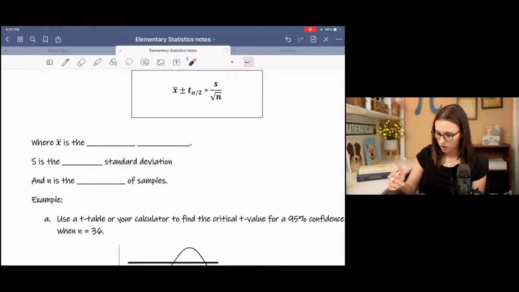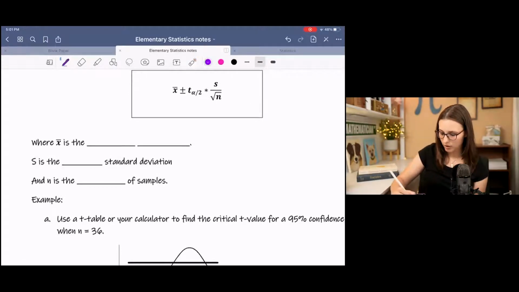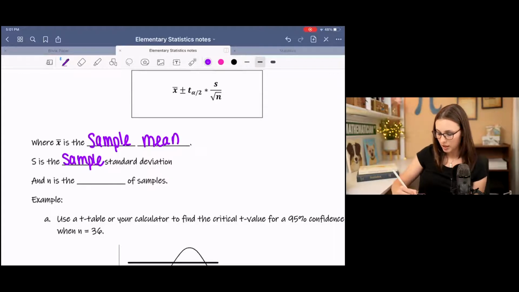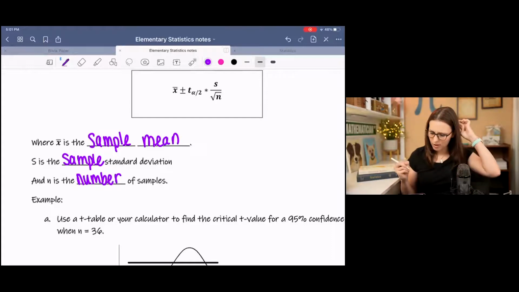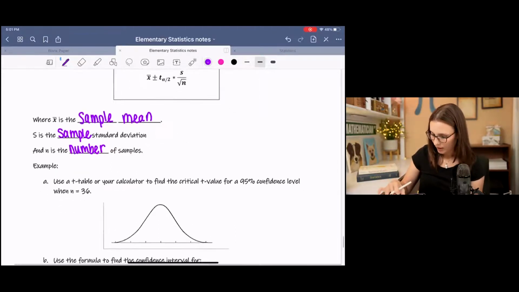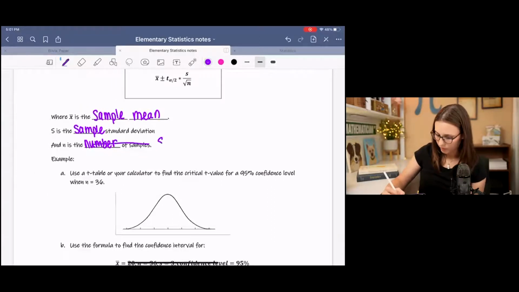So just to go back over that, x bar is the sample mean, s is the sample standard deviation, n is the number of samples. I think that's actually sample size. Anyway, sample size.